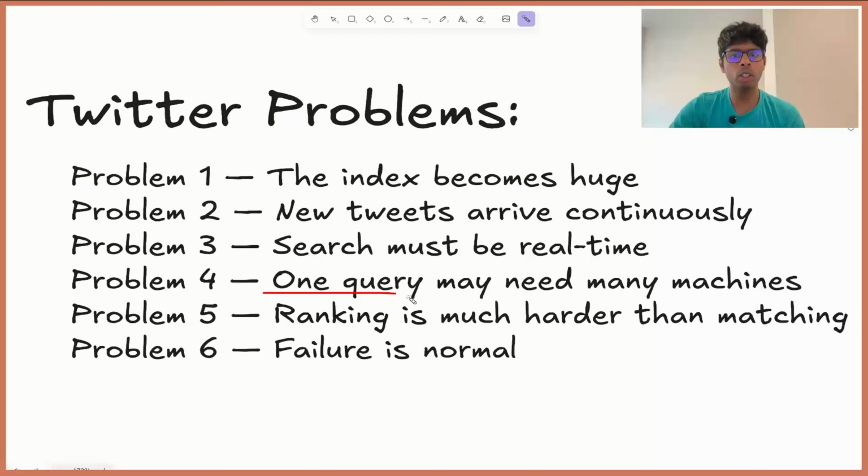The fourth problem is one query may need many machines. If we think of problem 1, the indexes become huge, so basically we have to shard our inverted index databases. Then if we shard the database, in that case, we have to make a query to many machines. So you have to come up with that approach as well: how we can query multiple machines and get the best answer.